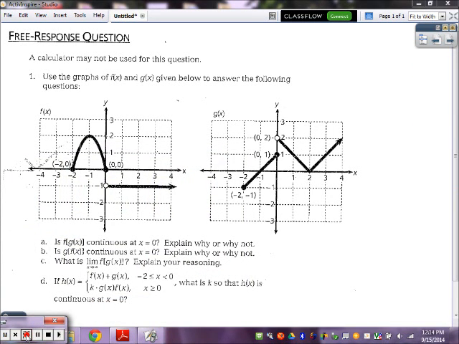This is Mrs. Taylor, and I am going to explain this free response question regarding continuity on the graph. We went over this in class, and then I told you I would elaborate more in video. So here it is.